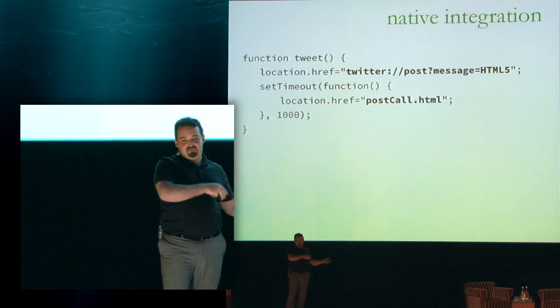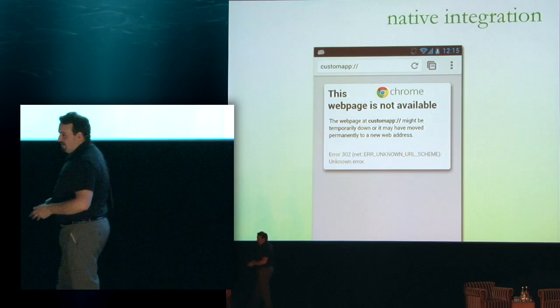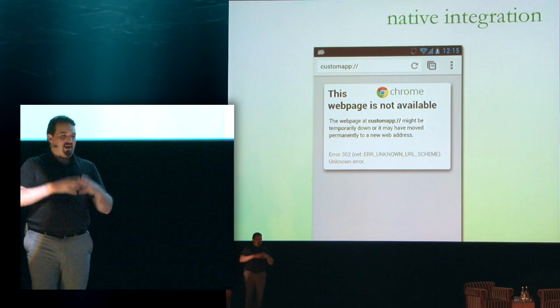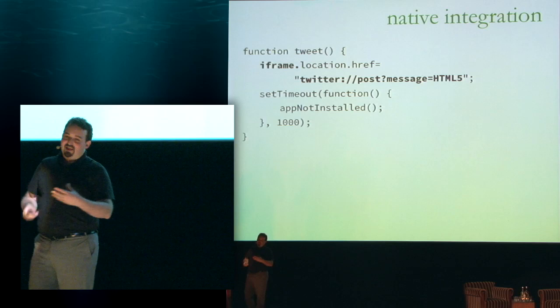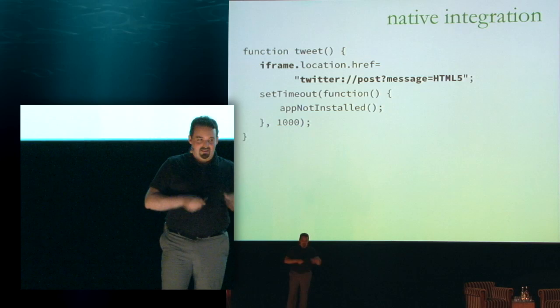On Android, it's different on Chrome, for example, because instead of showing you a dialogue, it's showing you an error page. So to do the same thing on Google Chrome, you need to use an iframe. The user will never see an invisible iframe. The user will never see the error there. And it's the same thing.